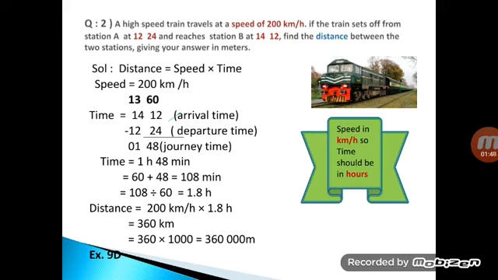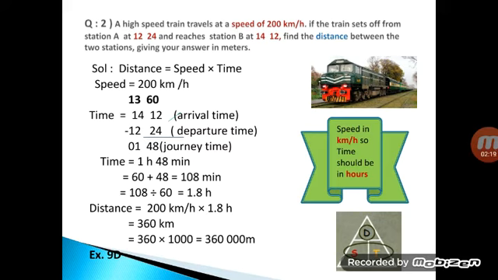Question number 2 is given as: a high-speed train travels at a speed of 200 km per hour. If the train sets off from station A at 12:24 and reaches station B at 14:12, find the distance between the two stations, giving your answer in meters. In the question, distance is missing. So if the distance is missing, which formula are we going to use? Yes, distance equals speed into time.